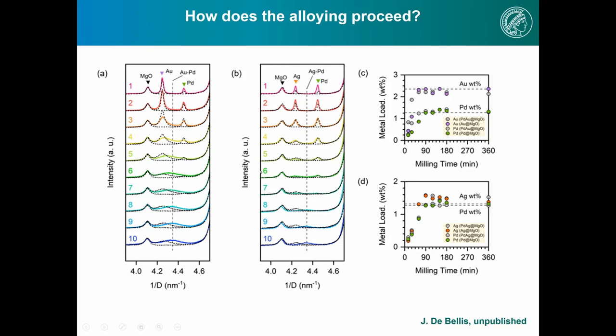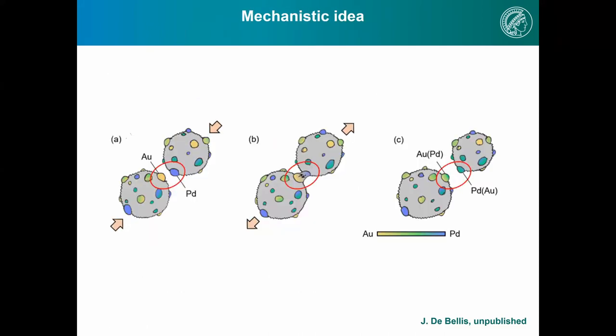And so what we think happens in this mechanochemical alloying, so this is a supported catalyst, is you get these fine nanoparticles on the support, and then when individual support particles hit, there is a relatively high probability that the particles are sufficiently small and there are sufficiently many of them.